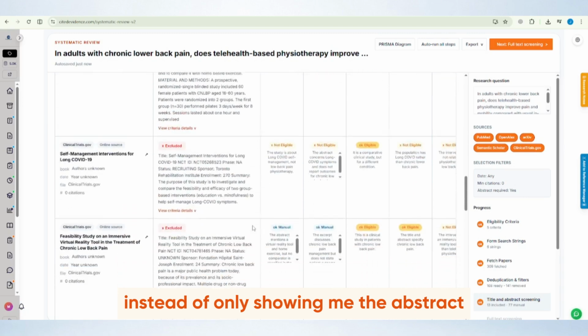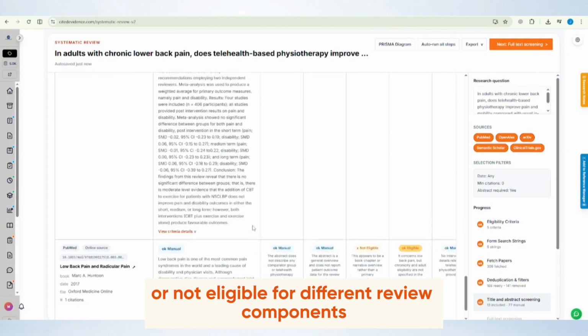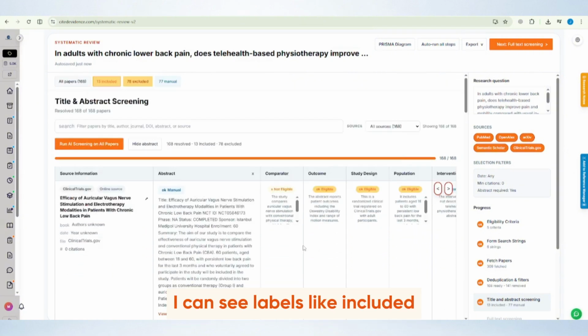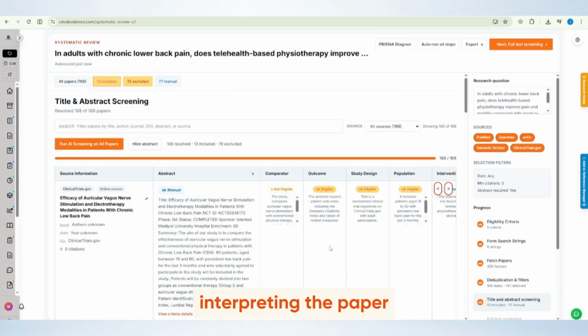Instead of only showing me the abstract, the tool also shows whether the record appears eligible or not eligible for different review components. I can see labels like included, eligible, and not eligible. These labels help me understand how the tool is interpreting the paper.